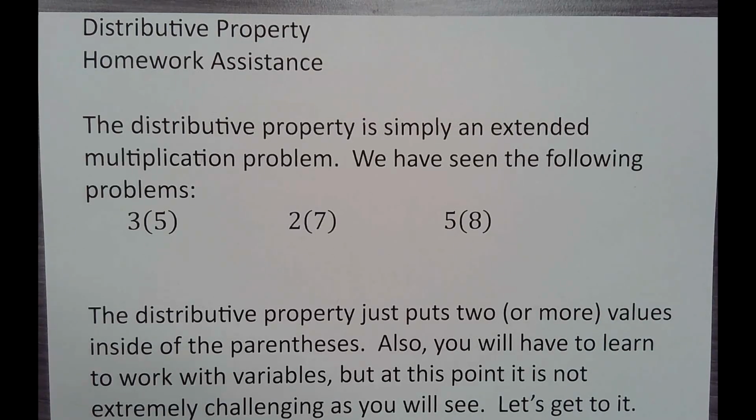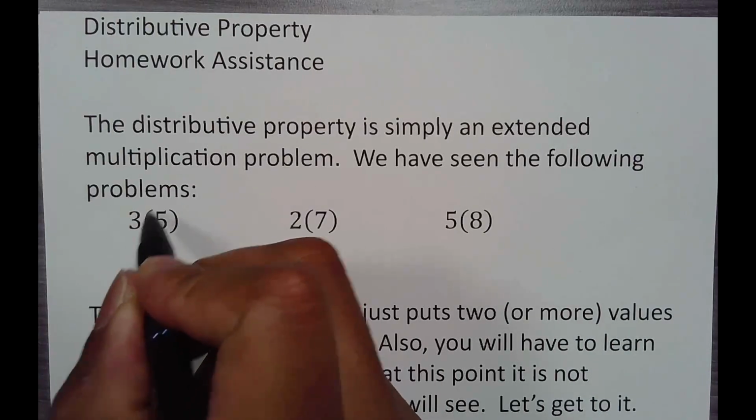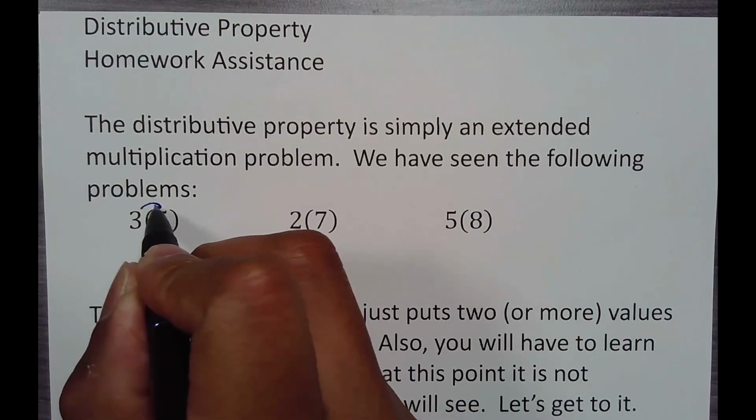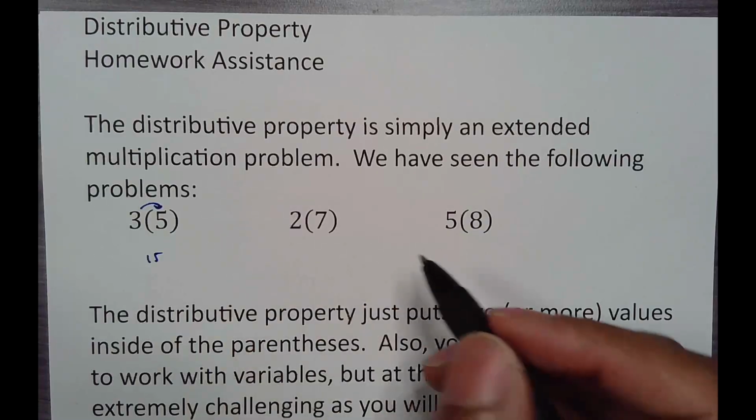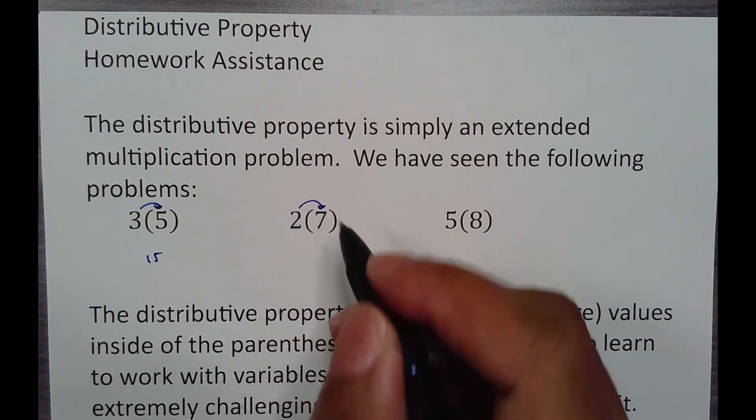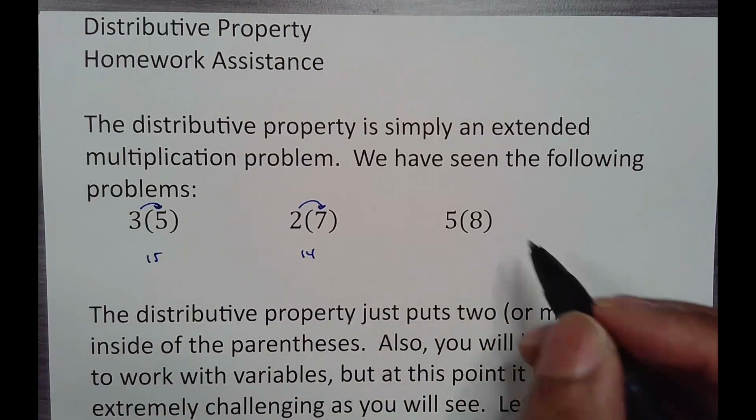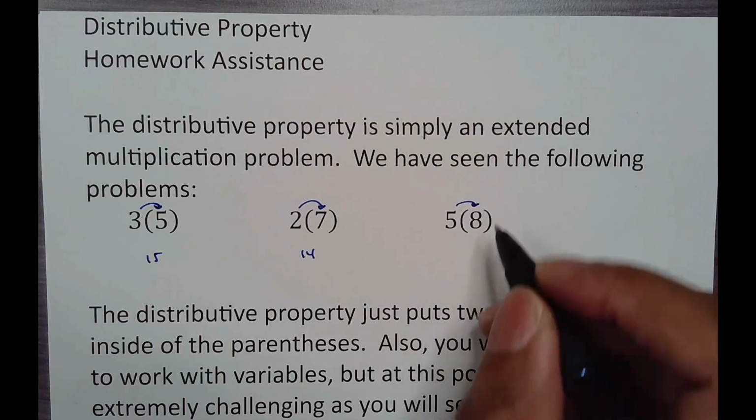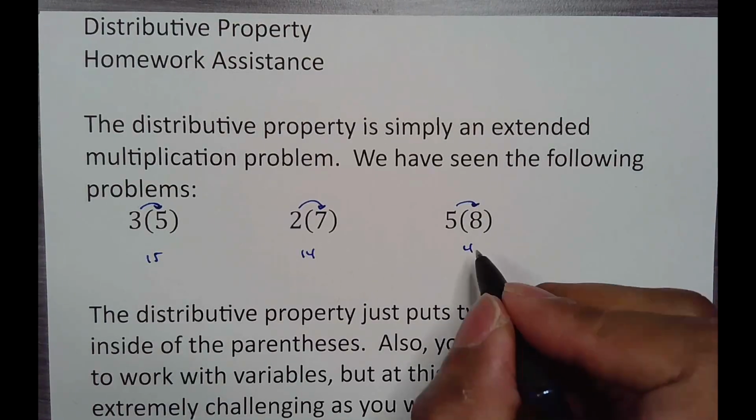All right, so distributive property is something that's just an extended multiplication problem. We've seen the following problems in our class where you have 3 parentheses 5, which just means multiply 3 by 5 to get 15. Where you've seen 2 times 7 like this, where you take 2 times 7 to get 14. And where you've seen 5 times 8 like this, where you just multiply 5 by 8 to get 40.